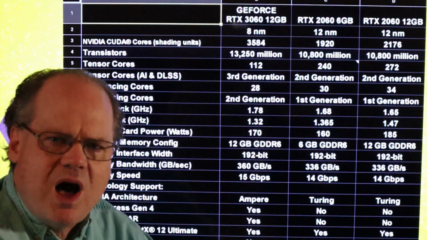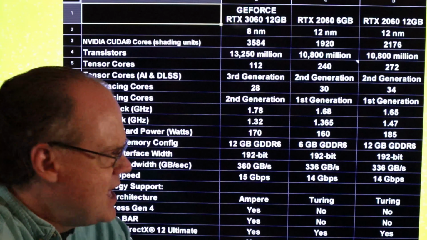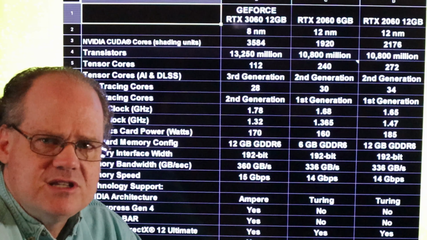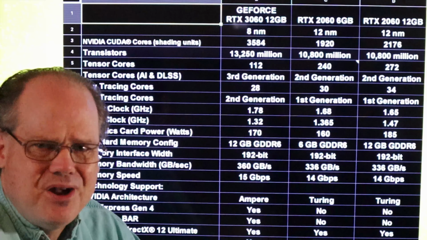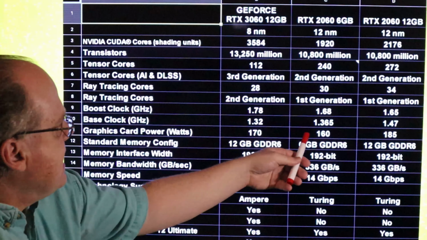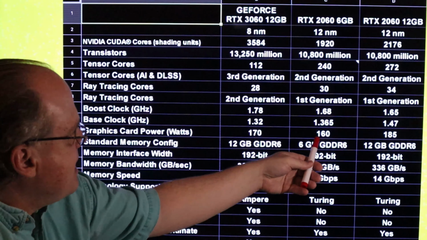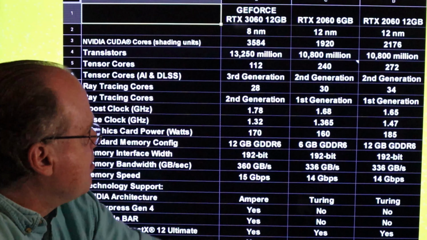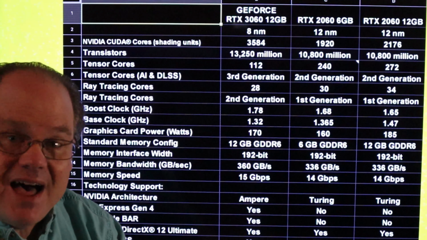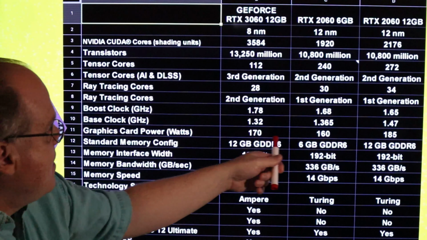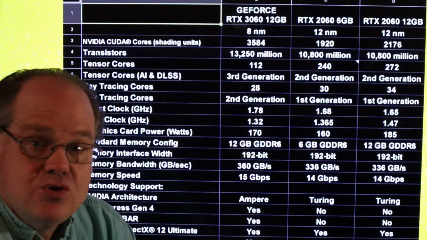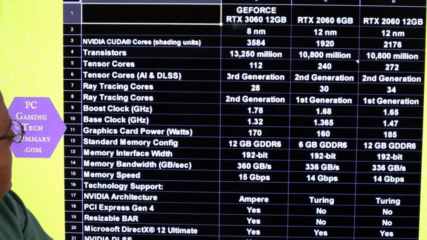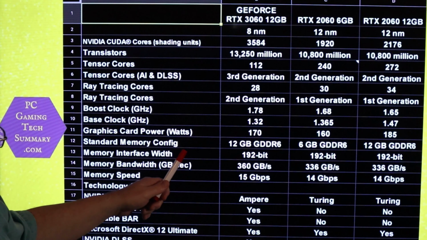The amount of watts your card's going to use. The 3060 12 gigabyte uses 170 watts, tops out at about 190. The 2060 6 gigabyte, 160 watts. And the 2060 12 gigabyte, 185 watts. So it is using more power than the 3060. So, what have we got next?